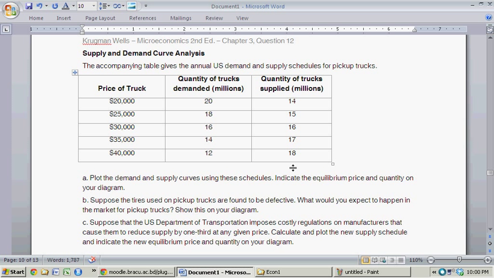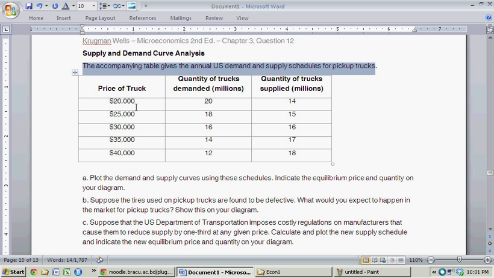Okay, and now we have another supply and demand curve analysis question. This comes from Krugman Wells, Microeconomics, Second Edition, Chapter 3, Question 12. The question is as follows. The accompanying table gives the annual U.S. demand and supply schedules for pickup trucks.